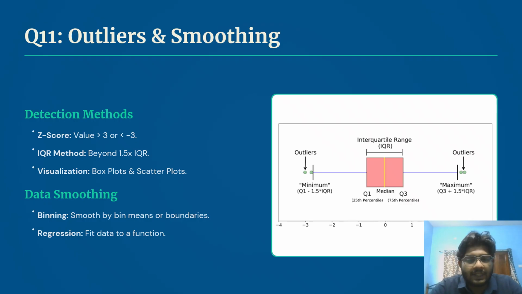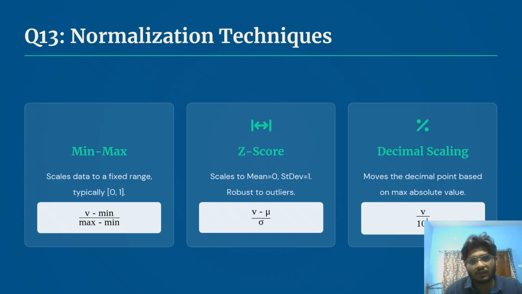Now, the other data smoothing method is regression. We draw a smooth mathematical line that best fits all the data points, and we use that line to represent the trend, ignoring the tiny variations. Fit the data into a function, right? Now, that is our smoothing. We can use either binning or regression.